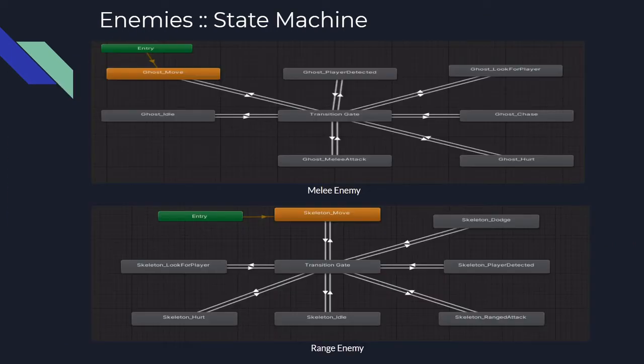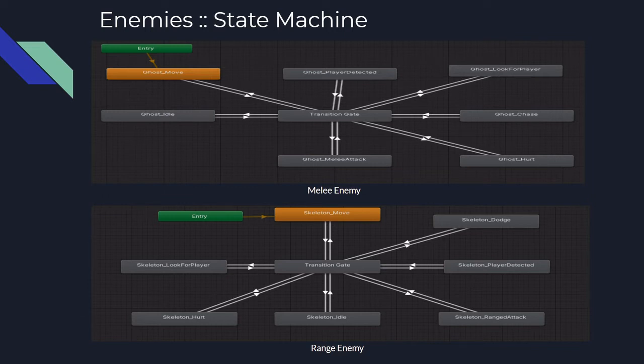And so we have state machines for each of the enemies, and this allows the enemy script to change from one animation to another. So if you look, you can see each block represents a state, and it also holds the animation for that state.